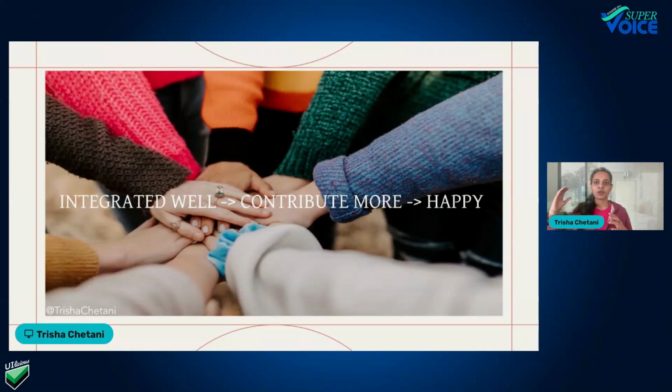I believe if a new person is taken through these steps, then they will be integrated well in the team. They can contribute more, and then they can become the happiest member in the team.